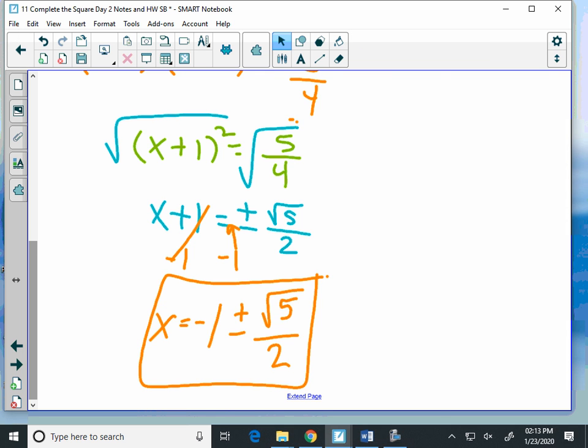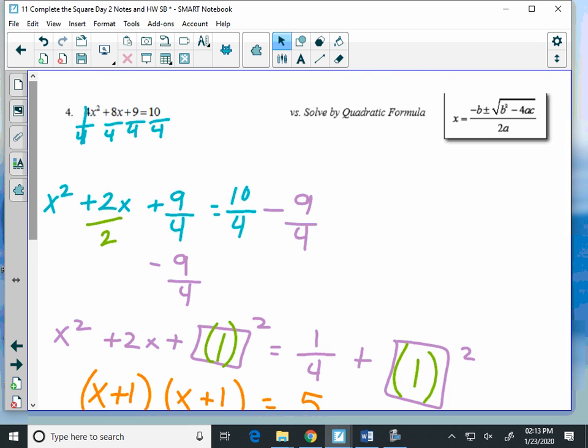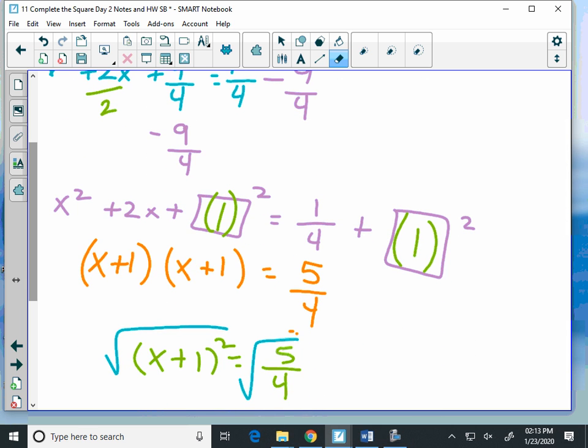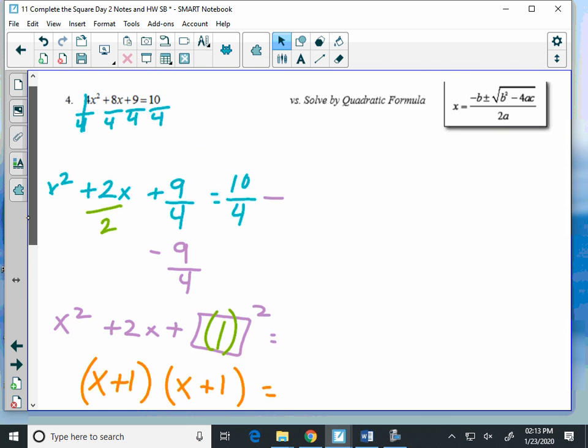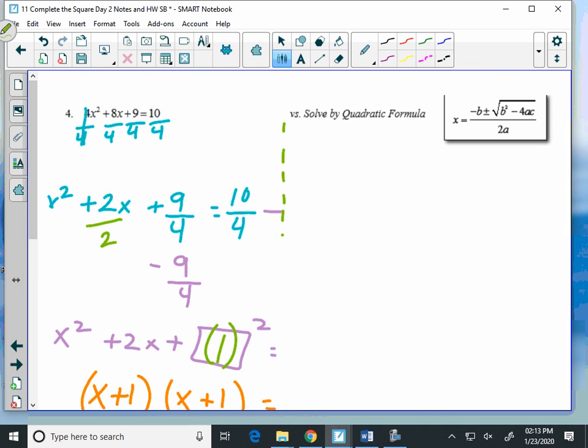Let's see how this looks, and maybe it might be easier in this scenario to use the quadratic formula. Am I okay to erase? Does anyone still need to write this down? We good? Just so I have room. I write really big. Lots of space. Okay, so let's see how this looks when we use the quadratic formula. We should get the same answer. So let's compare.